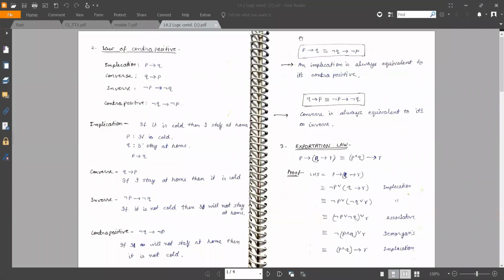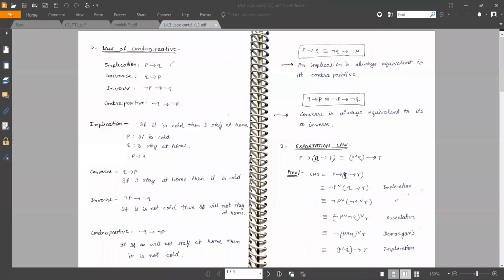So today we'll start with our law of contrapositive. What is contrapositive? Contrapositive comes in the context of implication. We have already covered implication, along with the basic operators, which were conjunction, disjunction, and implication, and their truth tables in the previous lectures. Now, let us start with the law of contrapositive.